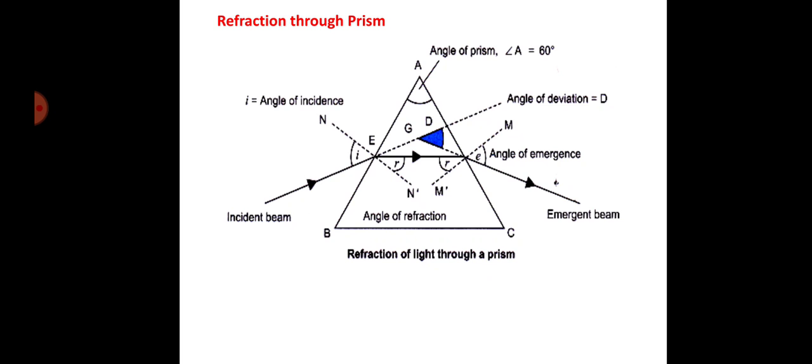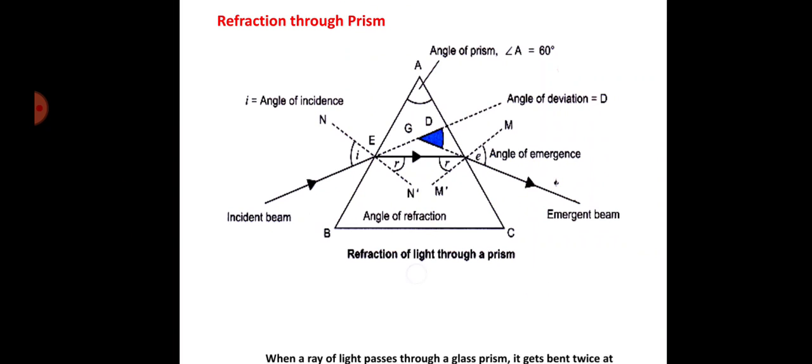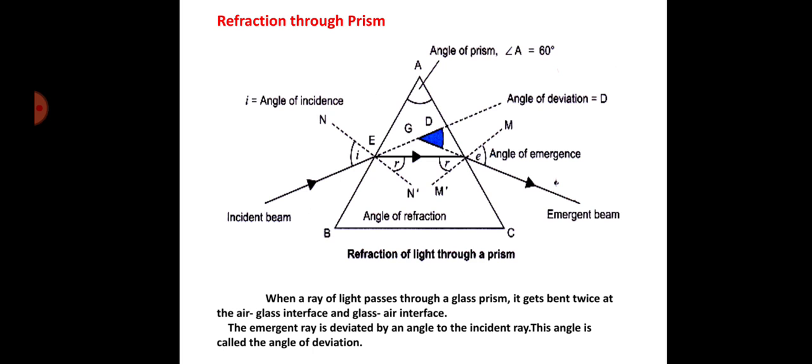Then at the point of intersection of these two refracting surfaces AB and AC, there is an angle formed here. This is the angle of prism. So when a ray of light passes through the glass prism, it gets bent twice, at the air-glass interface and the glass-air interface. The emergent ray is deviated by an angle to the incident ray. This angle is called the angle of deviation.